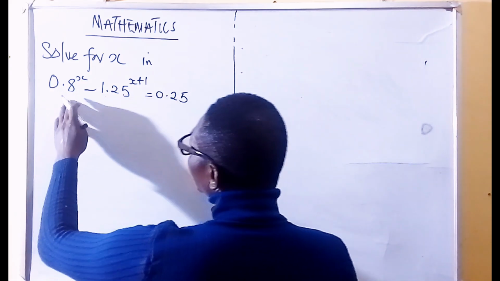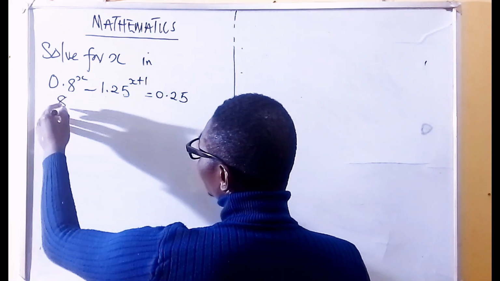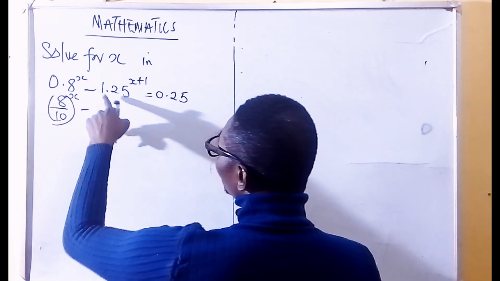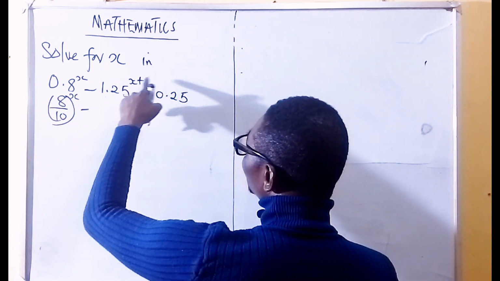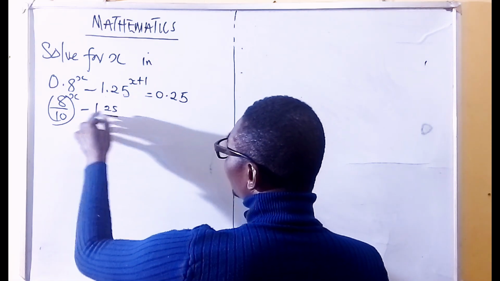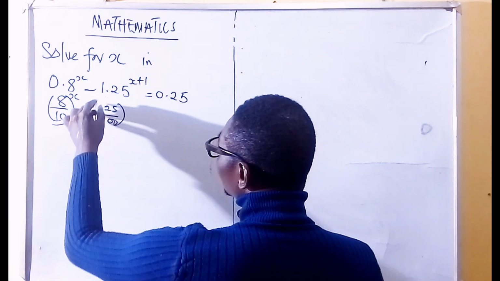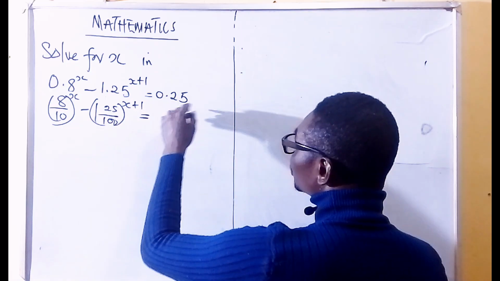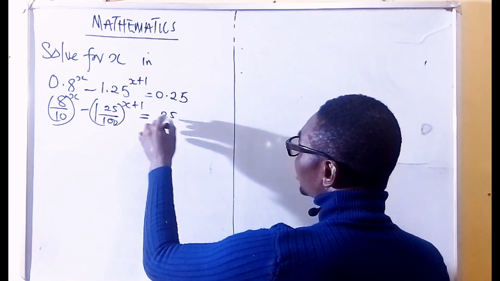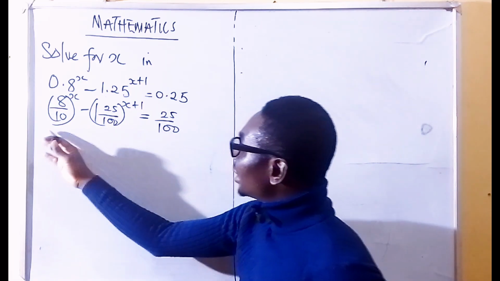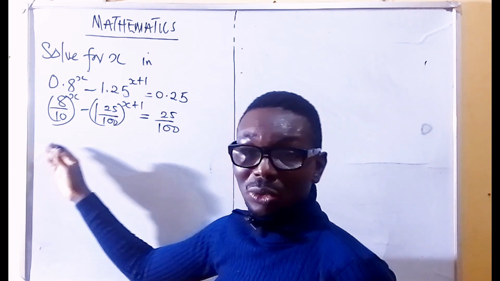So 0.8 raised to x can be written as 8 over 10 raised to the power of x, minus 1.25 raised to x plus 1 can be written as one whole number 2 over 5, that is 125 over 100, raised to x plus 1, equal to 0.25, which can be written as 25 over 100. At this point, you go ahead and simplify the fractions by reducing to the lowest term.